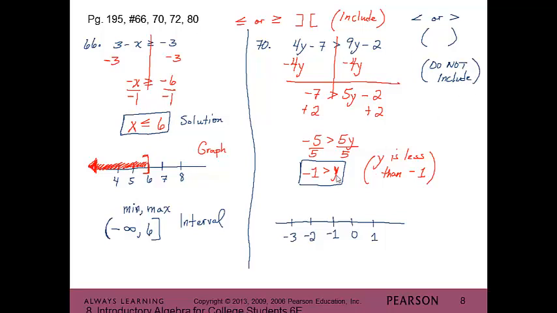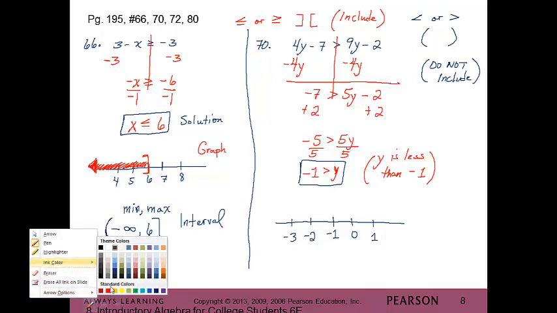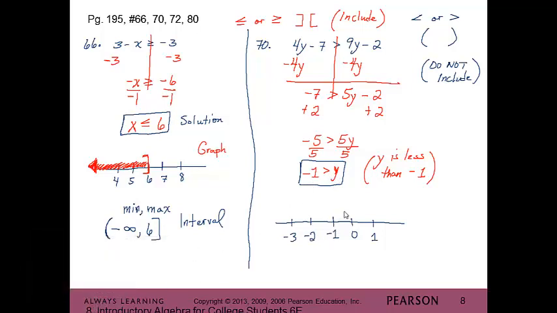So for our example, it says y is less than negative 1. Therefore, we will not include the negative 1. So on negative 1, you're going to have a parentheses. Because it says less than, it's going to be facing to the left. And then you're going to shade everything to the left and then draw an arrow. And here's our graph.